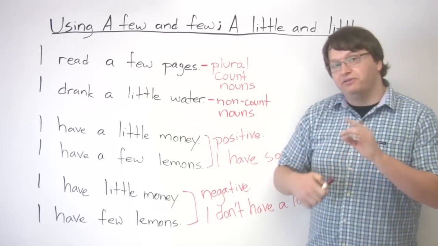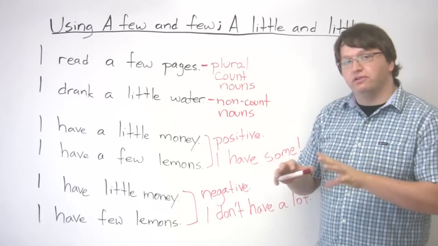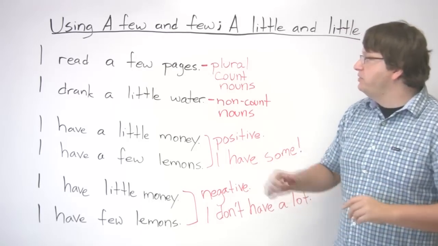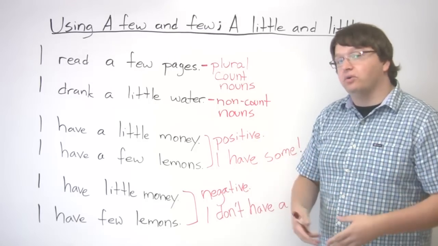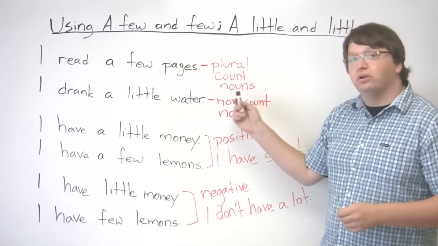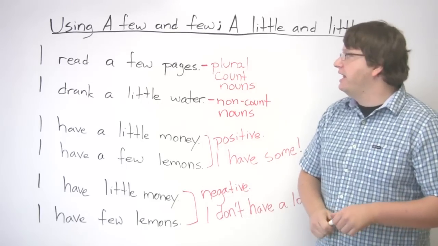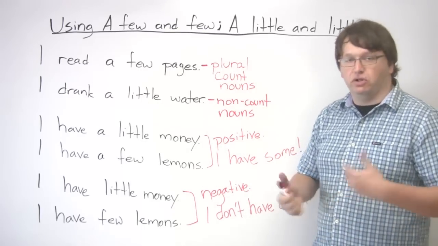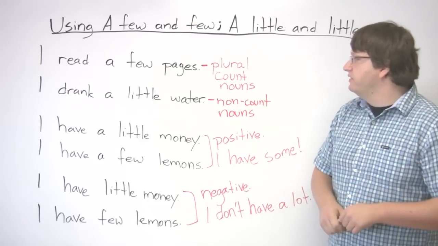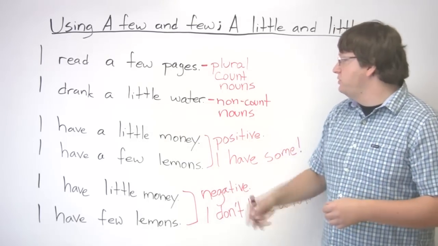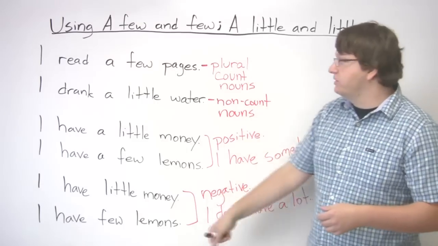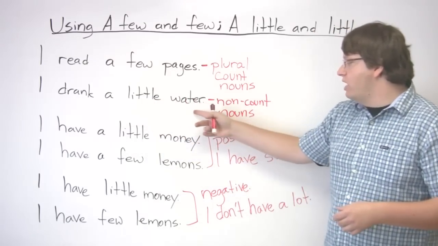Okay, so just to review the couple of rules that we've learned here today, when you want to use few or a few, you can only use them with plural count nouns. So again, I read a few pages of a book. Whereas if you're using little or a little, you use those for non-count nouns. So I drank a little water.